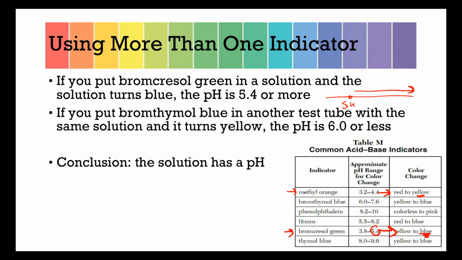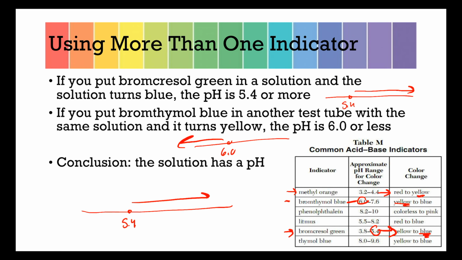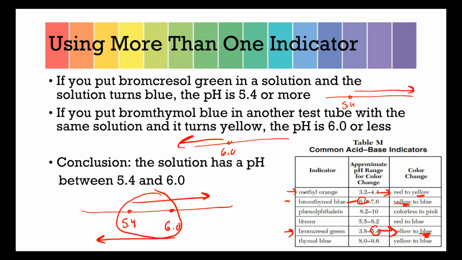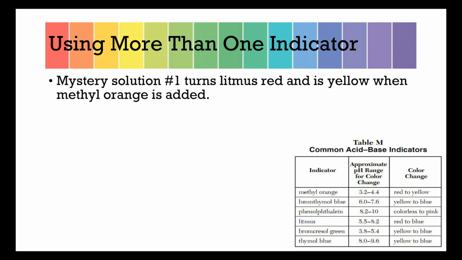Okay. But now you can put those two things together. So you know it has to be bigger than 5.4, but also has to be lower than 6.0. You want to look at where those two things overlap, and then you're like, oh, well now the pH has to be between 5.4 and 6.0. That gives you a much better value of what the pH could be, rather than just, oh, it could be anything between 5 and 14, because that does not help.